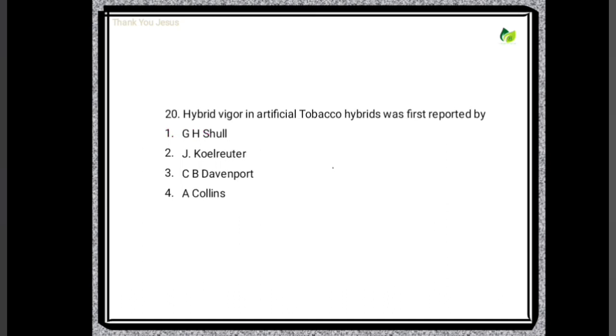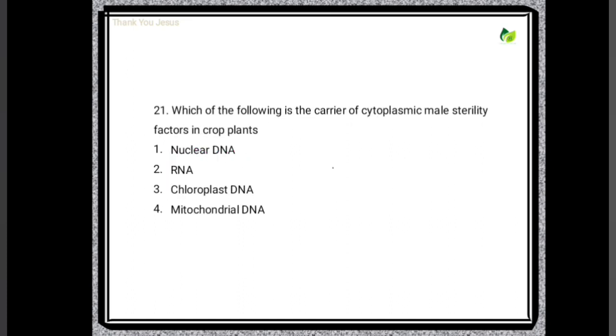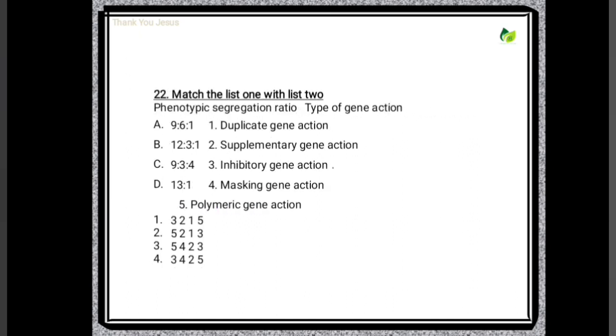Next question. Hybrid vigor in artificial tobacco hybrids was first reported by, options are G. H. Shull, J. Kolreuter, C. B. Davenport, C. A. Collins. The correct answer is J. Kolreuter. Let's see the next question. Which of the following is the carrier of cytoplasmic male sterility factors in crop plants? Options are nuclear DNA, RNA, chloroplast DNA, mitochondrial DNA. The correct answer is mitochondrial DNA.